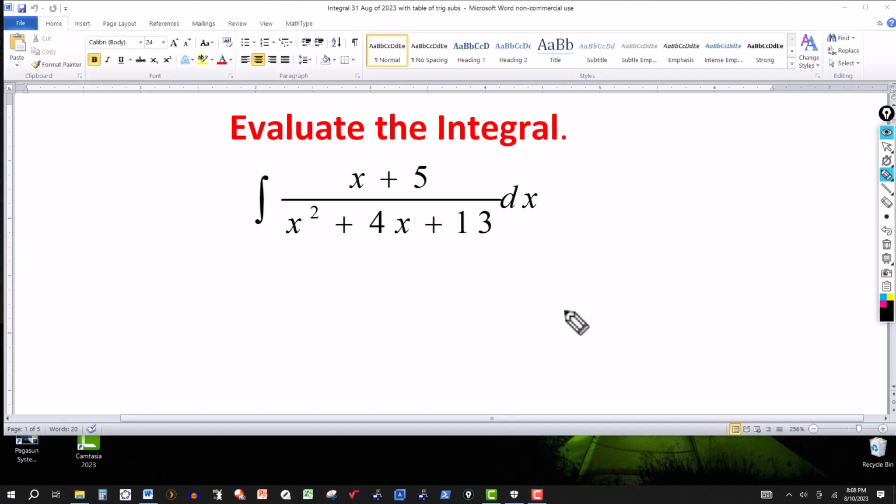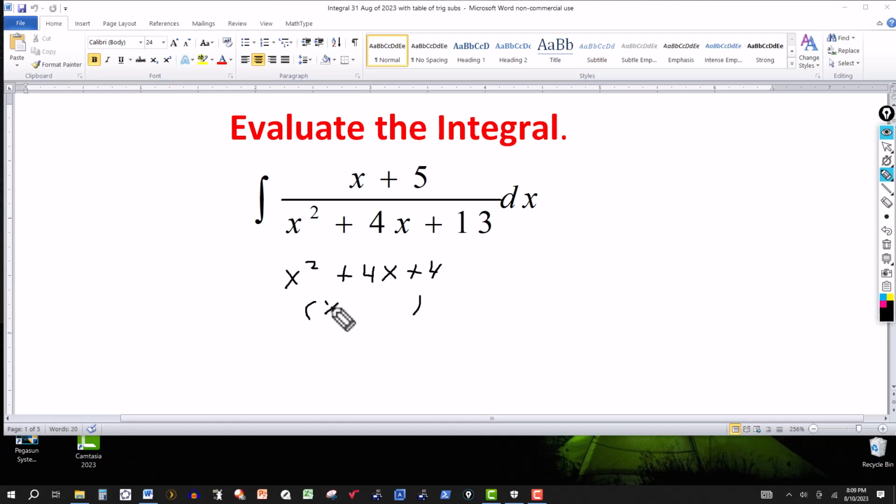Now we do have a rational expression for the integrand, but the denominator doesn't factor. So what I'm going to do is try to complete the square. Got the coefficient here of the square term of 1. So we know we take half the middle term and square it. Half of 4 is 2. Squared we get 4. That's got to make this a perfect square.